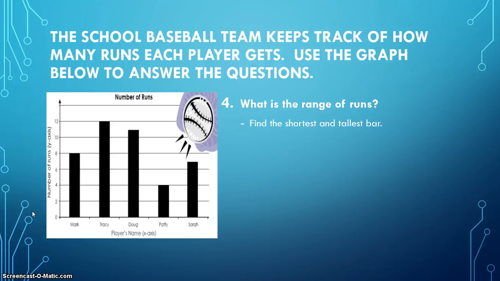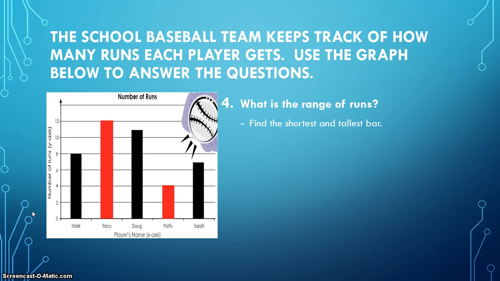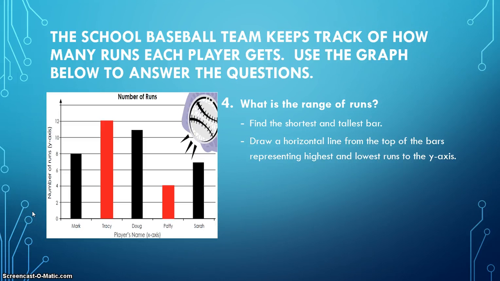So if you remember from a previous question, we already determined Tracy was the tallest bar, and if we take a look, the shortest bar there is Patty. So Tracy and Patty are the two values we're looking for. So we're going to highlight those red, because remember, range is the largest value minus the smallest value. Now that we figured out which one represents the largest and which one represents the smallest, we're going to draw a horizontal line to figure out the exact values for those bars. So we draw it, and we see that Tracy represents 12 and Patty represents 4.